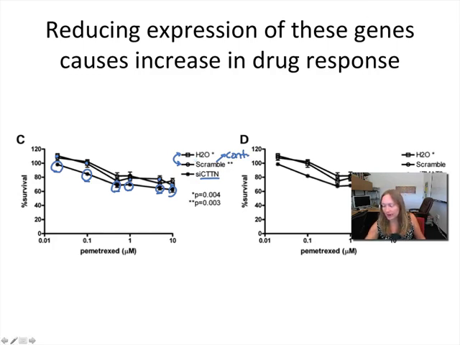They did the same experiment with the other gene they're interested in, ZMAT3. They show that the percent survival is lower across the board at different concentrations of the drug when you knock down that particular gene compared to controls.